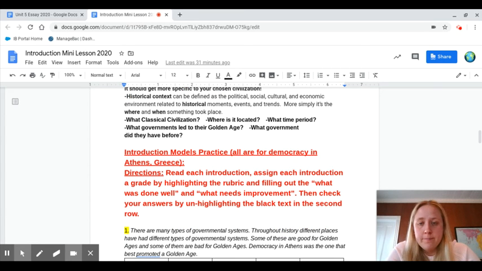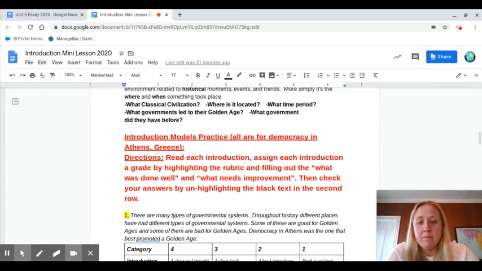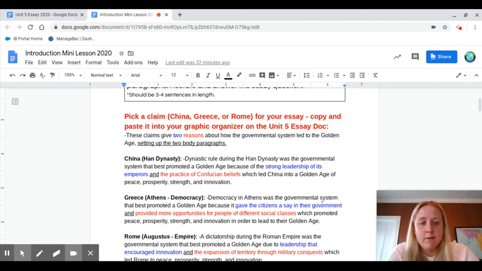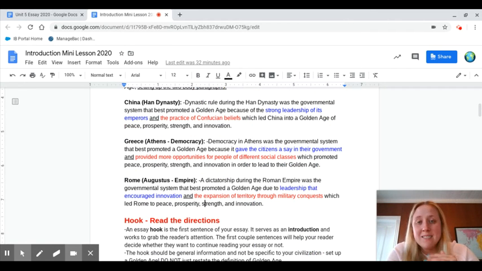So underneath your directions, you have practice with some different models of introductions. All of these models are based on the Athens, Greece claim. So if we want to reread that one up here, democracy in Athens was the governmental system that best promoted a golden age because it gave citizens a say in their government and provided more opportunities for people of different social classes, which promoted peace, prosperity, strength, and innovation in order to lead to their golden age. So these introductions are just models based on that. Again, you can be doing any China, Greece, or Rome.